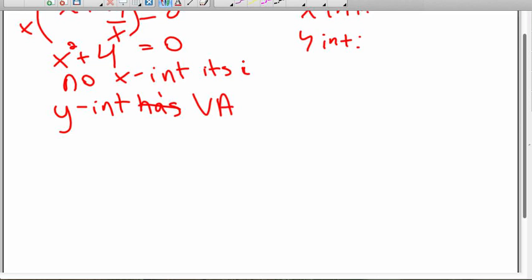All right. Next, you need critical points, so we take the derivative of the original. Your derivative is going to be 1 plus 4 times x to the negative 1, so negative 4x, negative 2. So 1 minus 4x to the negative 2.